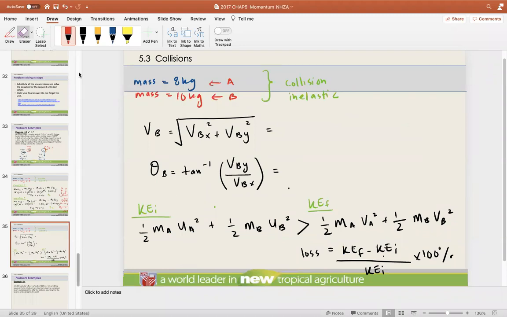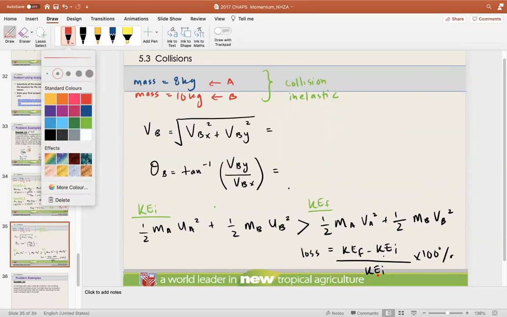So, this is our KE initial. And this is our KE final. Oh, already labelled, I forgot I had labelled it. Okay, so this is the KE initial equation. This is the KE final equation. The loss you can find out by KE final minus KE initial over KEI, over the initial energy. Okay, so that is how you determine loss, and then you times it with 100, you will get your percentage loss.